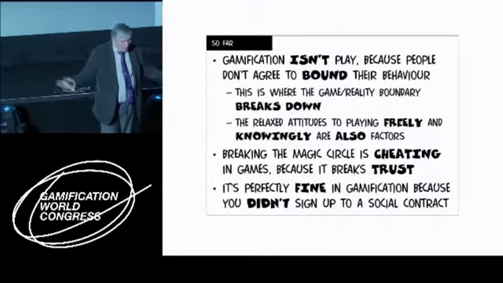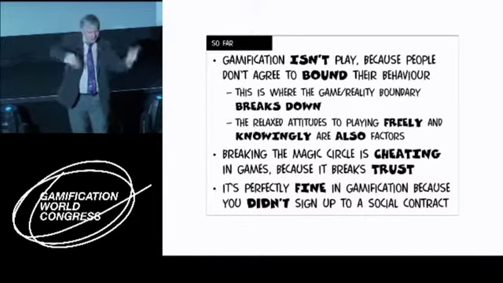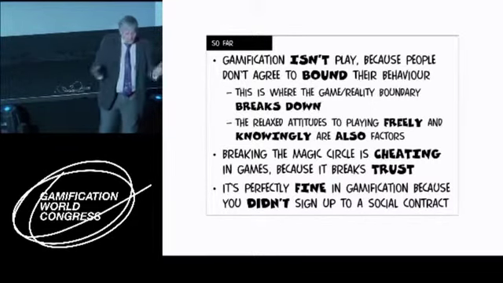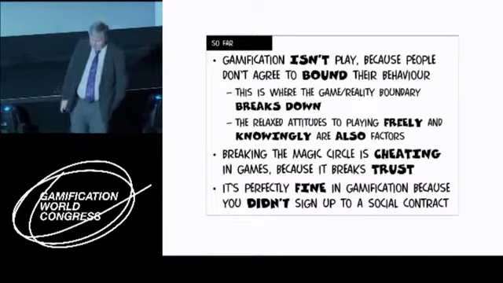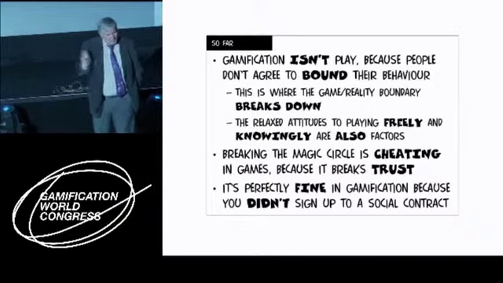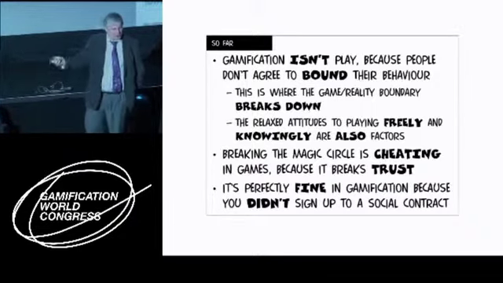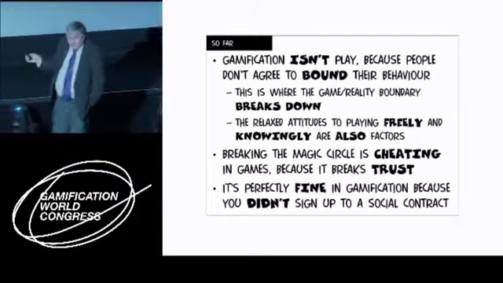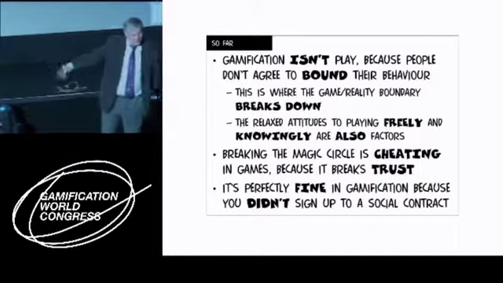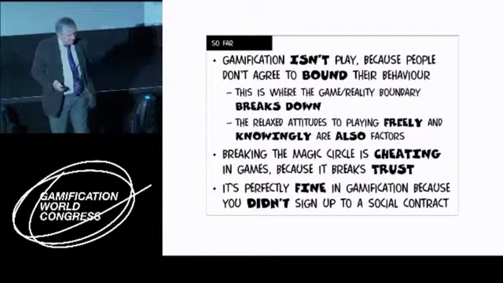So gamification is all reality and no magic circle, no game space where people are all moderating their behavior to follow a set of rules. If you break the magic circle in games, that's called cheating because you're breaking trust. Other players are playing on the basis that you're going to follow the rules. You don't follow the rules, we call that cheating. But it's perfectly fine in gamification because you haven't signed a social contract or agreed to moderate your behavior, so you can do what you like. There's no trust to be broken.